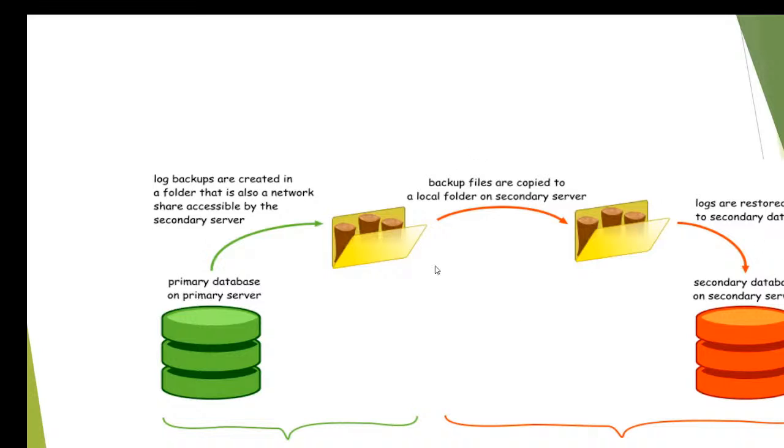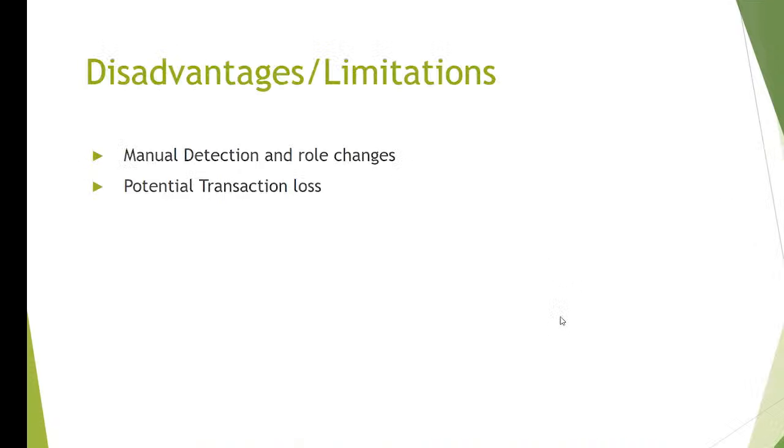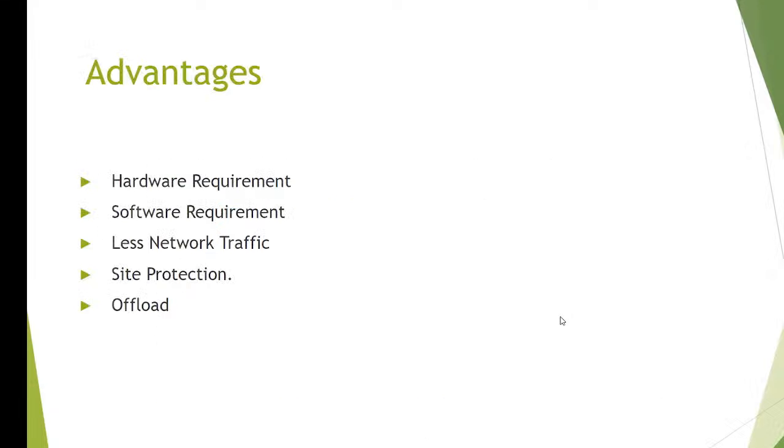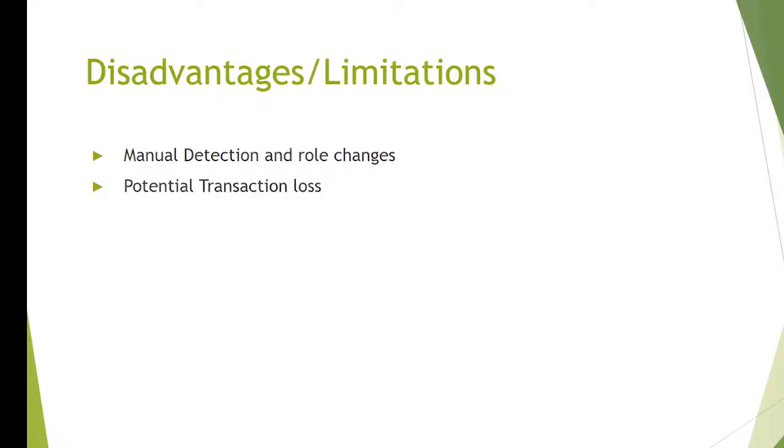So this is the overview of log shipping. Let me move on and see how the demonstration will work. The advantages again: low hardware and software requirements and less network traffic. The requirement is very low and the traffic is less. There is site protection as well as offload, which we already discussed. The disadvantage is only the manual failover. At the time of disaster, we have to concentrate on this. We have to do it manually, and there is a chance of data loss when a failure happens and the primary server is down for any disaster reason.